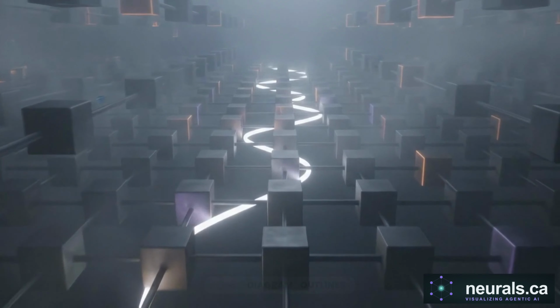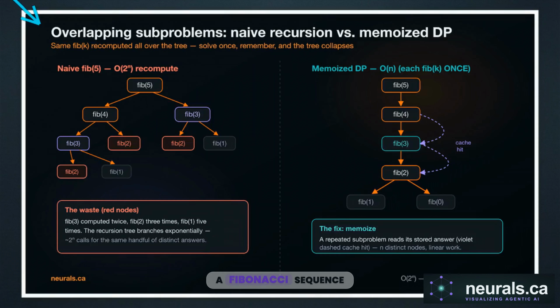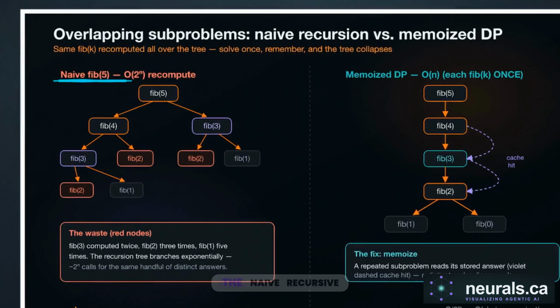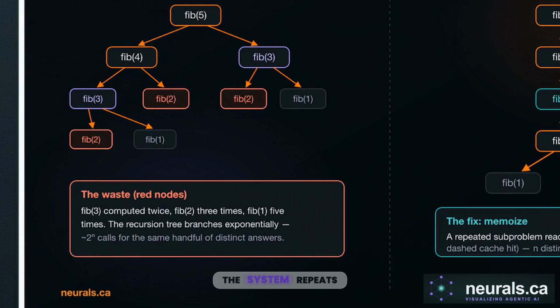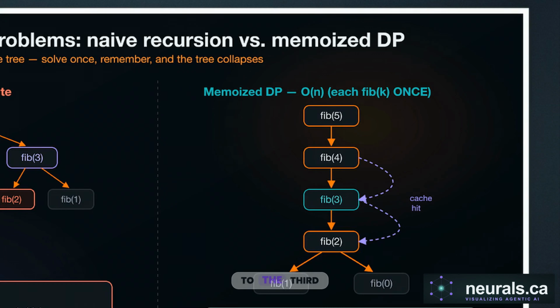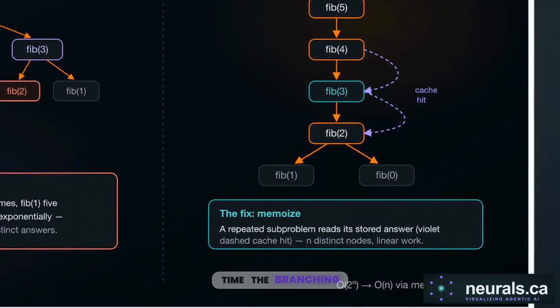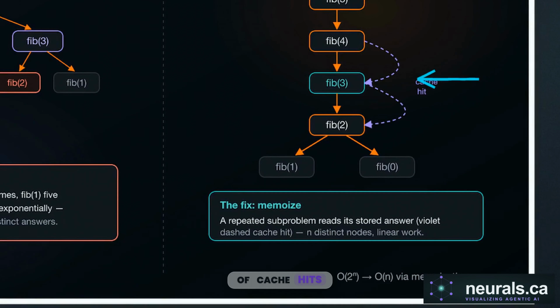optimal answer. This diagram outlines the calculation of a Fibonacci sequence, mapping out the waste caused by overlapping subproblems. On the left side, the naive recursive approach finds the fifth number by calculating the fourth and the third, but finding the fourth also requires calculating the third. The system repeats the exact same work over and over. On the right side, we apply memoization. By storing the answer to the third Fibonacci number the first time it gets solved, the algorithm can pull it directly from memory the second time. The branching tree collapses into a straight line of cache hits.